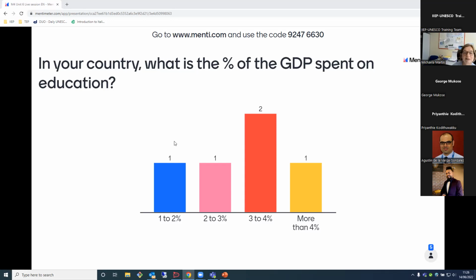And now we have 1 more. So 4 of the 6 who have responded would be within this range, and the 2 other ones, 1 to 2 and 2 to 3, are not. So you could say, well, we have this framework, and if you were to do this analysis, you would say, yes, we need to spend more on education out of the GDP.